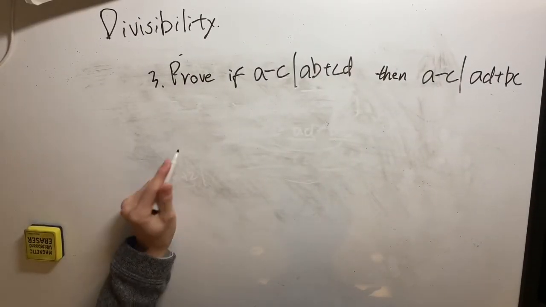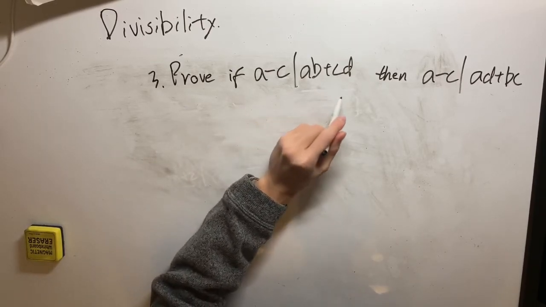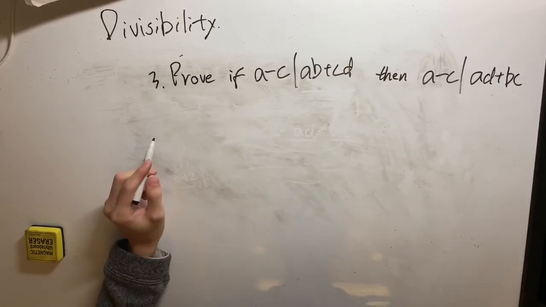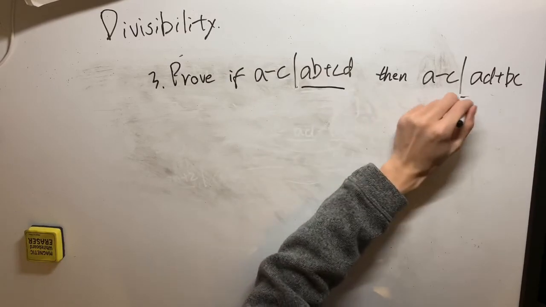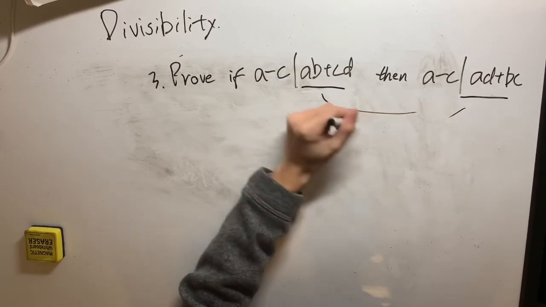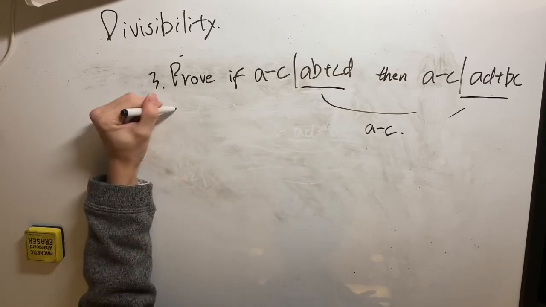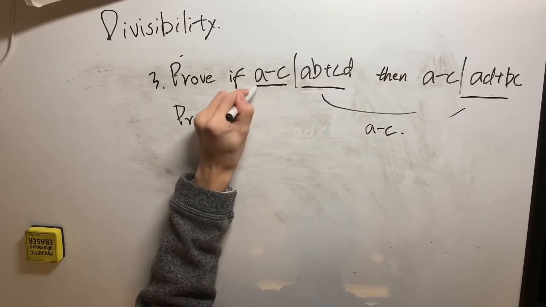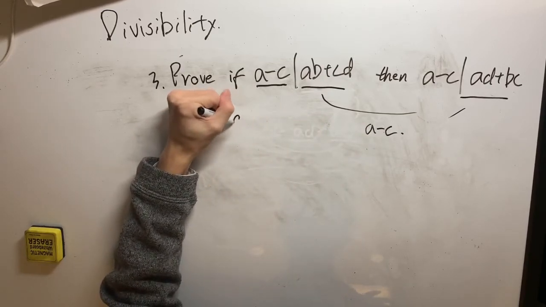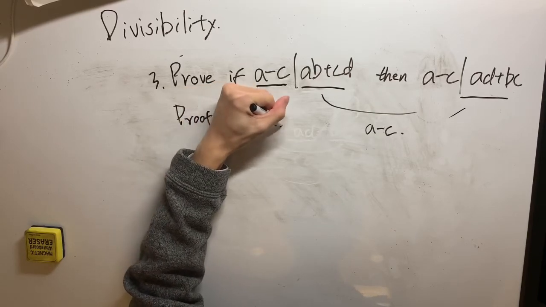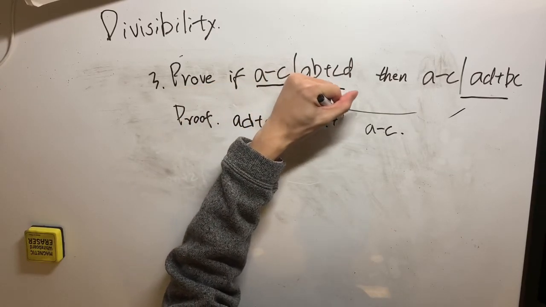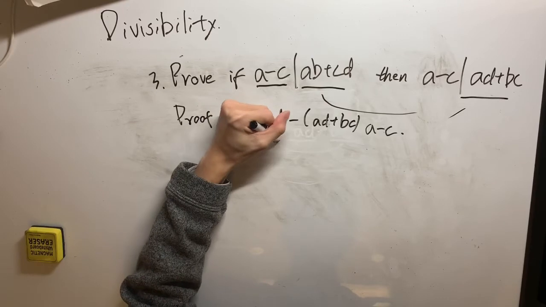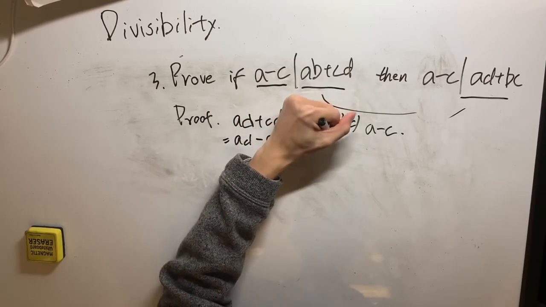For the next question, prove that if a minus c divides ad plus cd, then a minus c divides ad plus bc. So we try to find whether these two expressions have any properties with a minus c. Proof. You can try to subtract them, as this is a subtraction: ad plus cd minus ad plus bc. That equals ad minus ad plus cd minus bc.